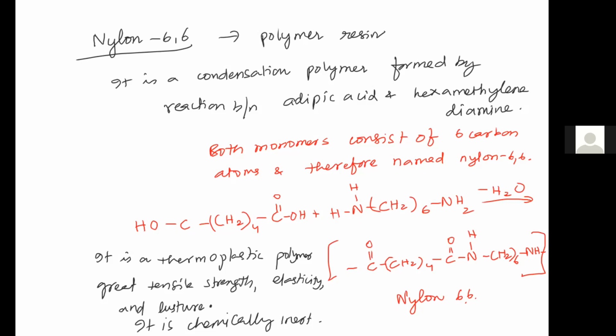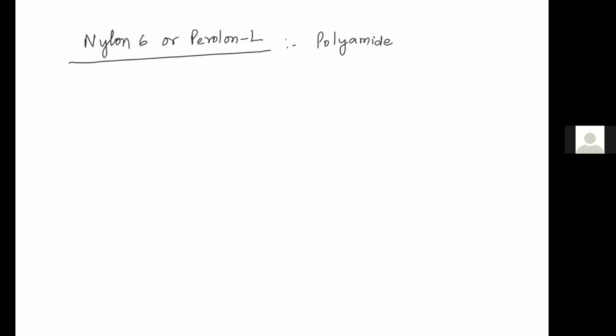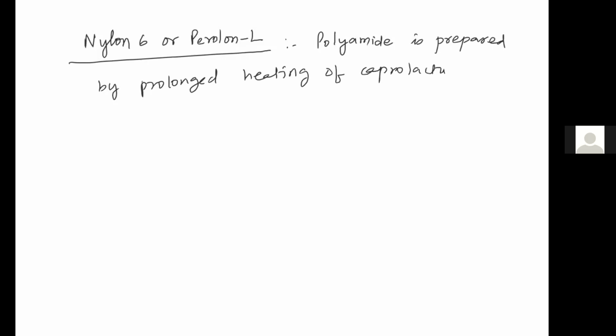I'm clearing it. Next, we have nylon 6, also called perlon L. This is a polyamide. It is prepared by prolonged heating of caprolactam at 530 to 540 Kelvin temperature. That's how it's made. This is identical to normal nylon in all properties.